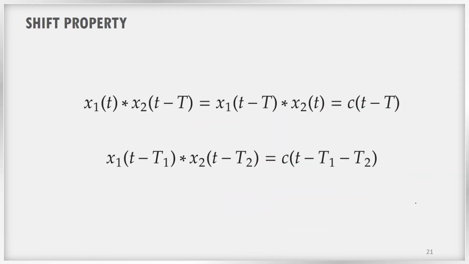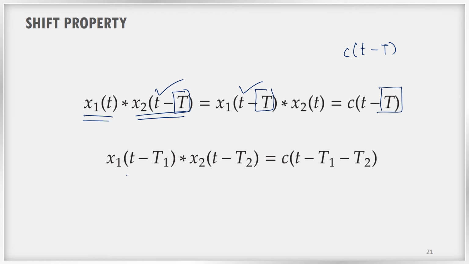Now, next, coming to the shift property. The shift property says that if you shift any one of the signals which are convolving with each other, that shift will be reflected in the output also. If you shift x2 of t or x1 of t by a time capital T, the shift will be reflected in the output also. The output will be shifted by T units. This is what the shift property says.